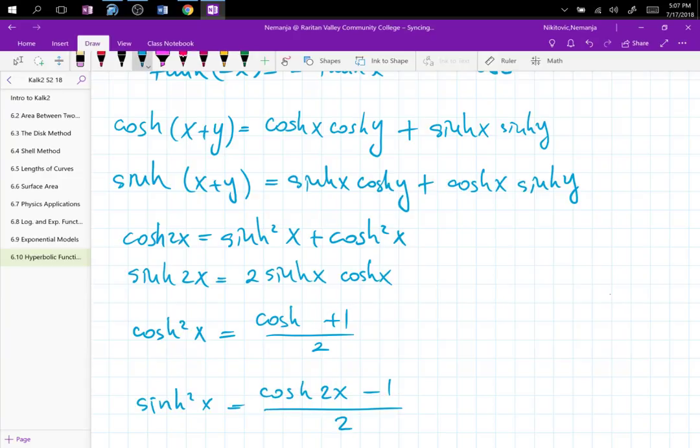Forgot the 2 over here. 2x. Fix the cosine formula. It's supposed to have 2x in there.